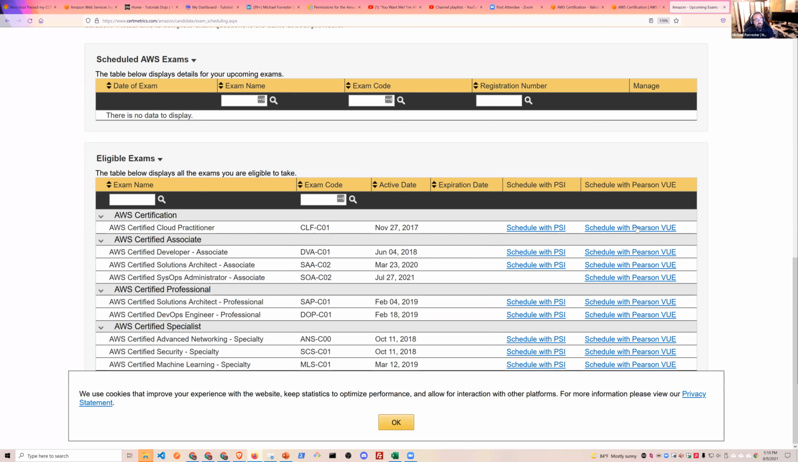So let me share my screen, ignoring all the weird articles that pop up on my Firefox that I never actually click on. So let's talk about the AWS certifications. All right.